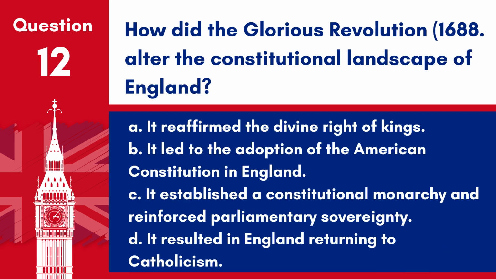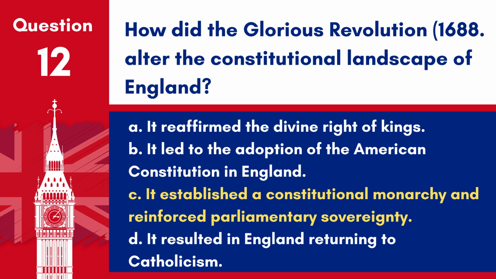Question 12. How did the Glorious Revolution, 1688, alter the constitutional landscape of England? A. It reaffirmed the divine right of kings. B. It led to the adoption of the American Constitution in England. C. It established a constitutional monarchy and reinforced parliamentary sovereignty. D. It resulted in England returning to Catholicism.